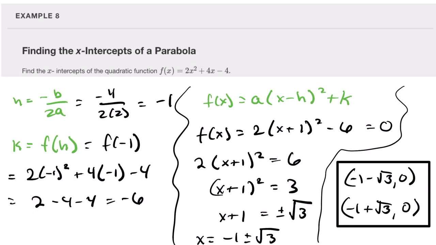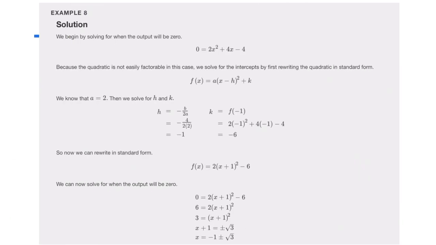So that was basically what we did. We rewrote. We found out the goal was to write the general form of the quadratic in standard form. So we went on and used our vertex formula. We found our h. We found our k, and we used the given a to write it in standard form. And then we set that function equal to 0 and solve for x. Negative 1 plus or minus the square root of 3.